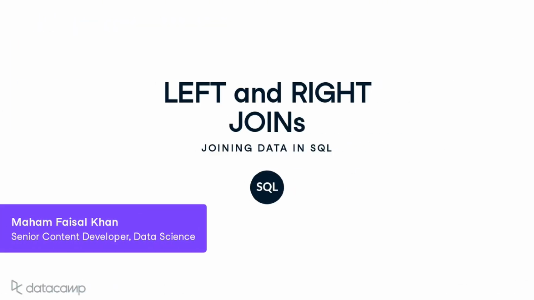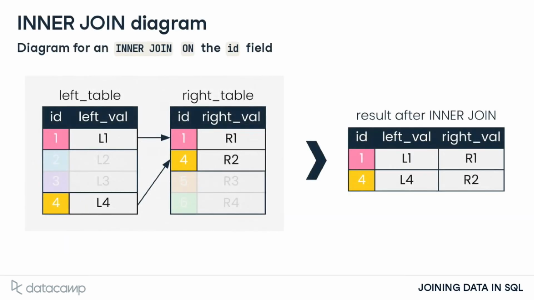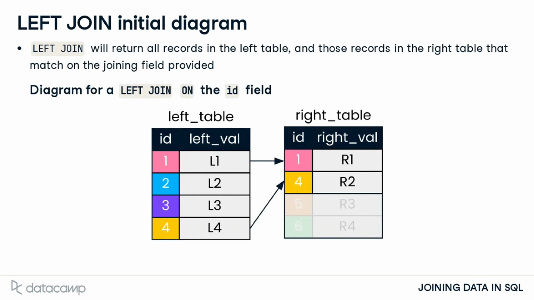Congratulations on completing Chapter 1 on inner joins, and welcome to Chapter 2 on outer joins, cross joins, and self joins. Recall the inner join diagram from Chapter 1. The only records in the result were those where the ID field had matching values in both tables. We'll now compare inner join with three types of outer joins, beginning with left join.